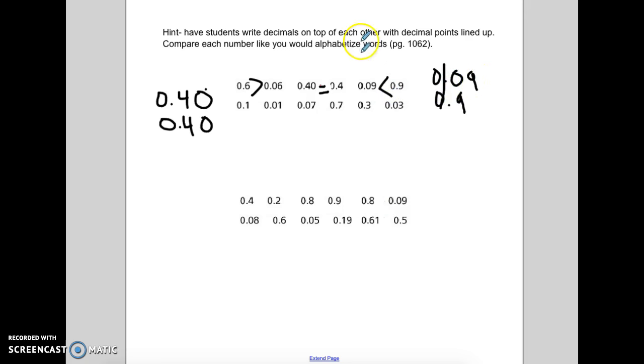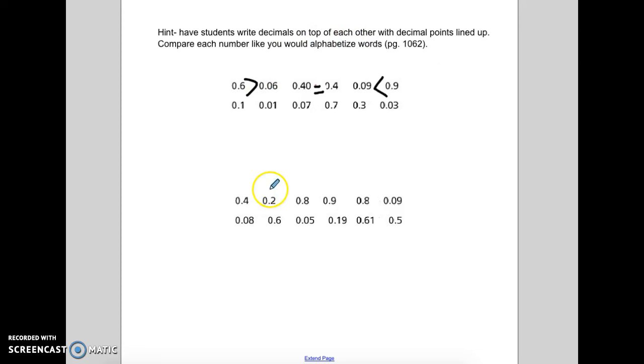Okay? All right, now it's your turn to practice. Let's compare these two numbers, 4 tenths and 2 tenths. So I'm going to go ahead and write those out for you. Again, you always want to write them above each other. And then I want you to compare.